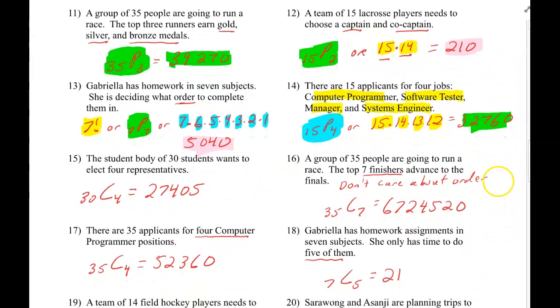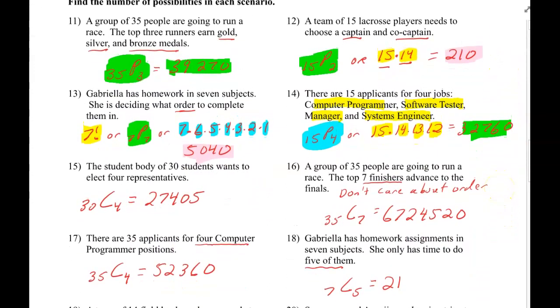Continuing on, we look at this group of problems, 15 through 18. The order is not important. So number 15, you're just picking 4 representatives. It doesn't matter the order. If it was Taylor, Wills, Rick, and Max, that's the same 4 representatives as Wills, Max, Taylor, and Rick. So it's a combination. It doesn't matter what order you do that one.